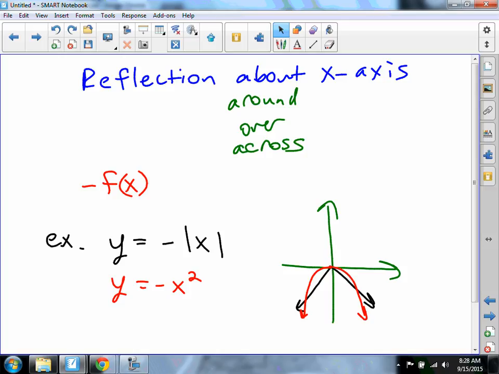So we've seen two kinds of transformations so far. Translations, where we move the graph to the right, to the left, up or down. And reflections, where we flip something over across the x-axis. It is possible to reflect something across the y-axis, but I don't want to look at those today, because the parabola and the absolute value v are symmetric, so it's hard to see with those.